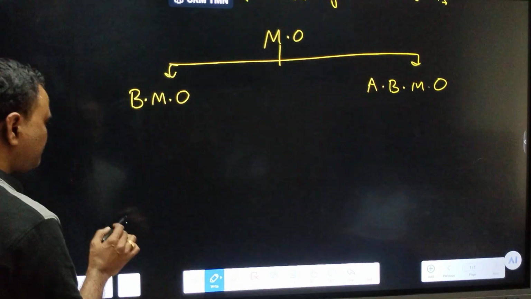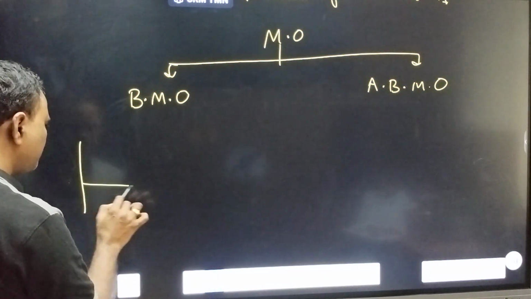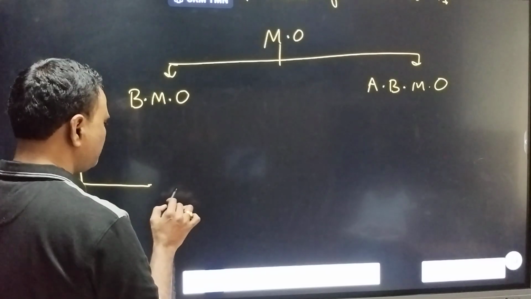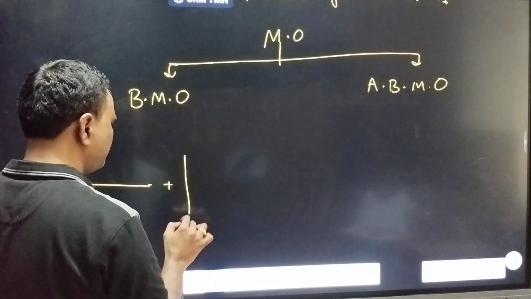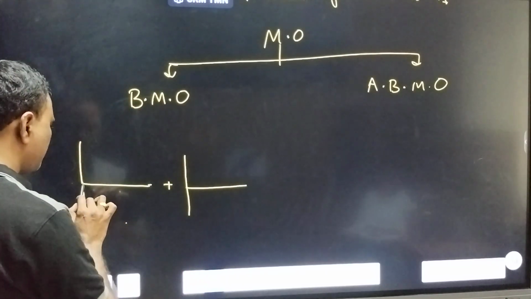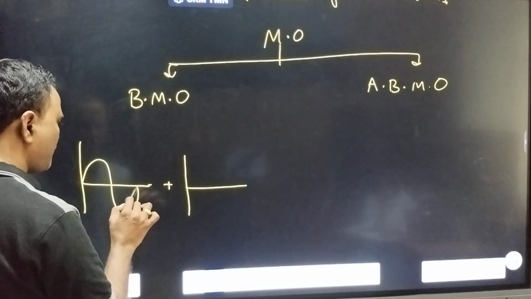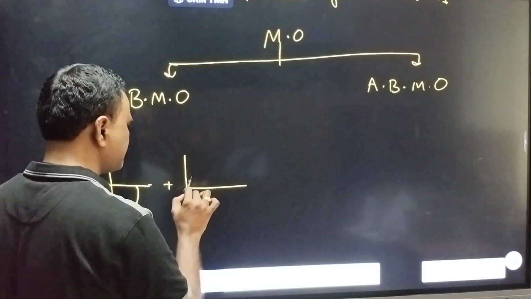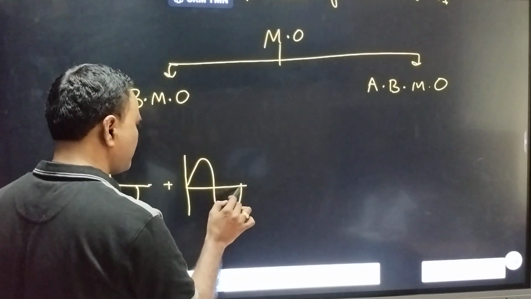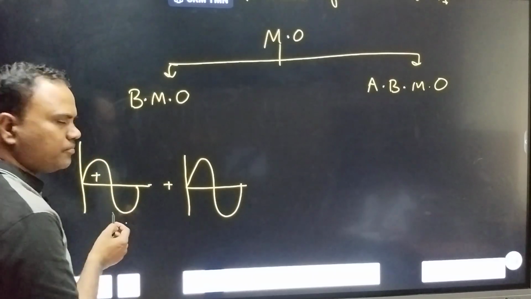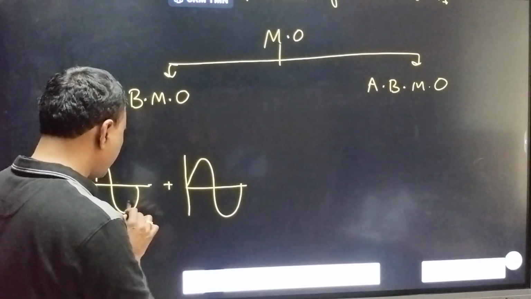See, this is the wave diagram present in one orbital.